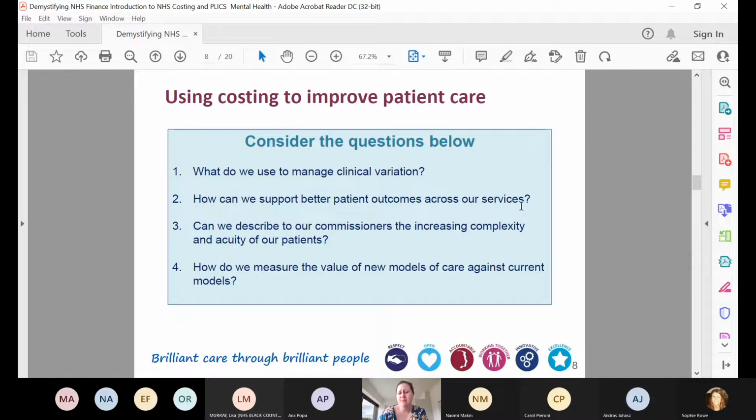Secondly, how do we support better patient outcomes across all of our services? Thirdly, can we describe to our commissioners the increasing complexity and acuity of our patients? It's often a conversation that takes place locally, where the feedback from the wards is that our patients are sicker and coming in with higher needs. How do we evidence that? And our fourth question on this slide is, how do we measure the value of new models of care against current models? So a lot of different things to think about.